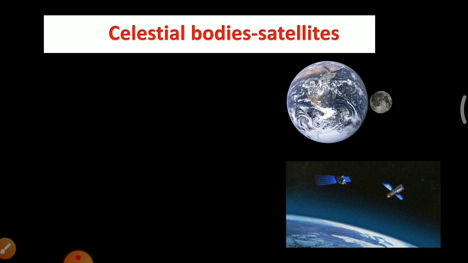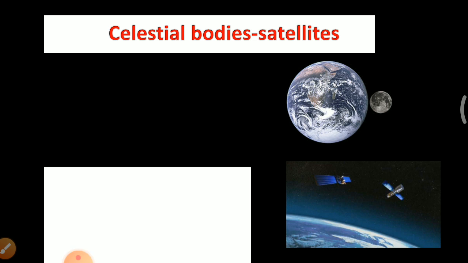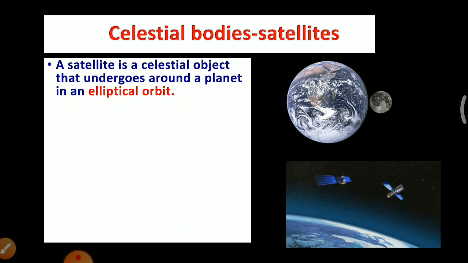The next celestial bodies are satellites. Look at this second diagram. These are the satellites. They revolve around the earth. So they are also placed in space, and they are also called celestial objects. A satellite is a celestial object that moves around a planet in an elliptical orbit, where it revolves around the planet.